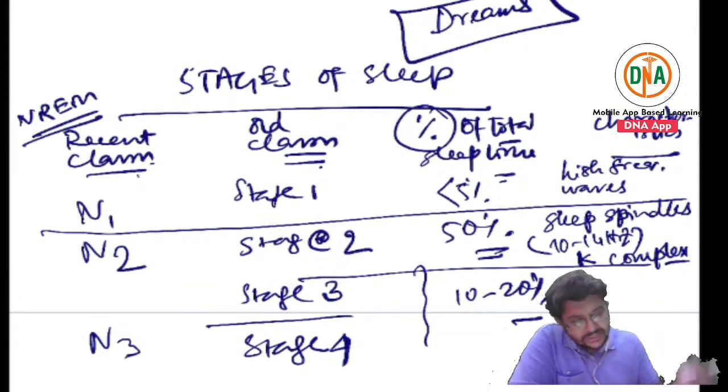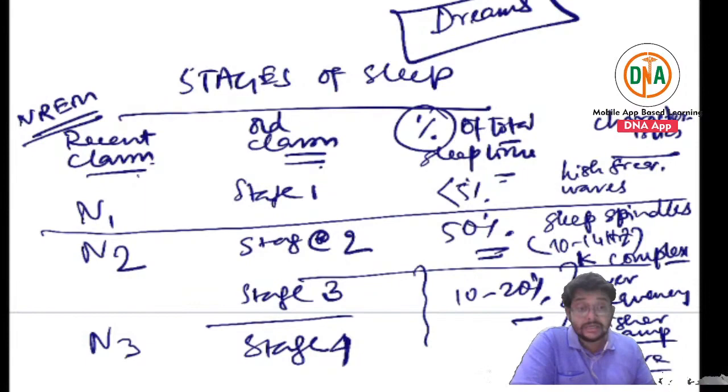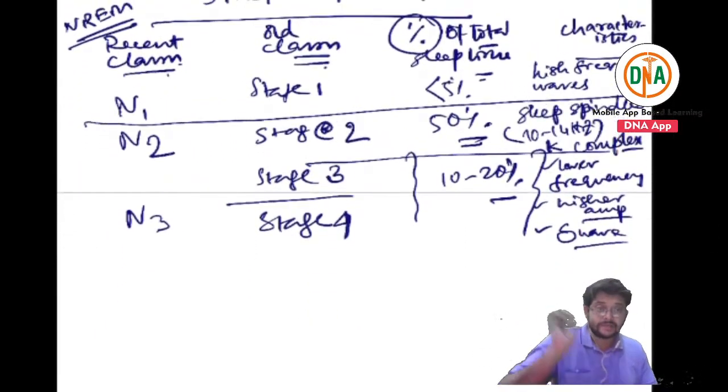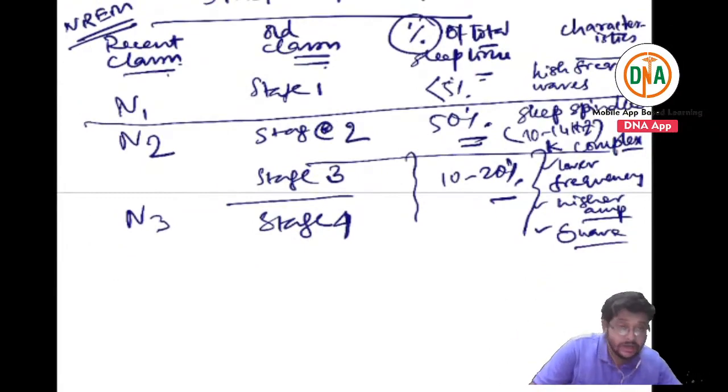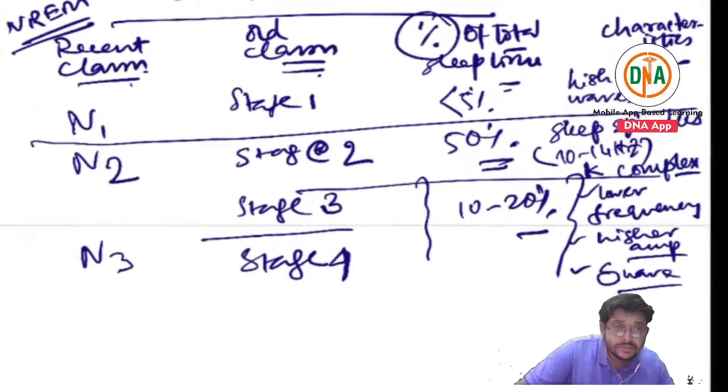In case of stage 3, what do we find? We find continuously lower frequency, continuously higher amplitude. And in stage 4, we find delta wave. Let me make it over here. Yes, stage 4, we find delta wave. I think you can see.